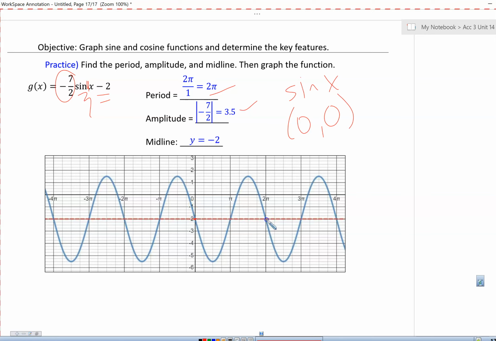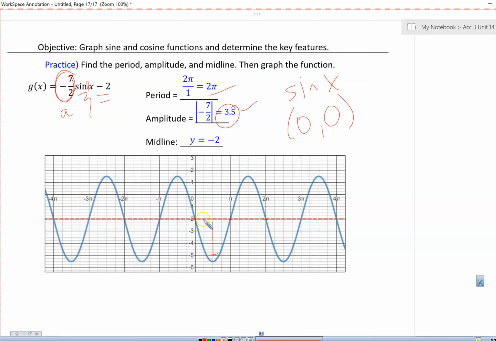2 pi radians later, it's on its midline. Halfway between those two is a third midline. Then here's what's a little tricky about this one. Halfway between the first two midline points would normally be a relative maximum. But when a is negative, that means we have a reflection across the x-axis, so that maximum becomes a minimum, and its distance from the midline is 3.5 units, your amplitude.